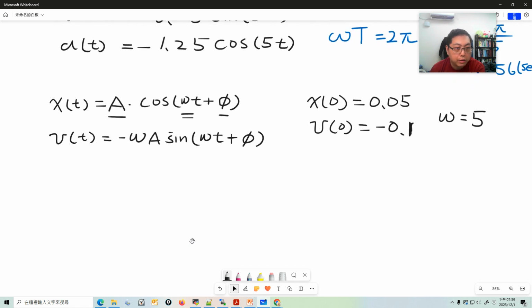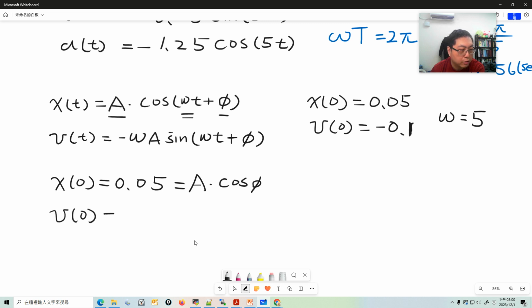Let's put the initial condition in. x0 is equal to 0.05. Put t equal to 0 in the position function: 0 put in, A times cosine 0, so it is equal to A cosine phi. And the velocity at 0 becomes minus 0.1, which is equal to minus omega A sine phi.